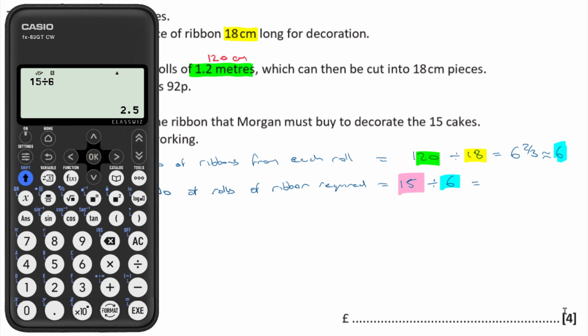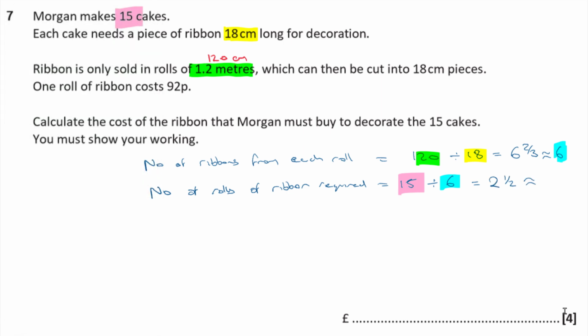Okay, now again, can't buy half a roll, so I'm going to have to buy 3 rolls, aren't I? Okay, so I can't buy half a roll from the shop, so I'm going to have to round up again and get 3 rolls of ribbon. So I know that 1 roll of ribbon costs 92p, and I know now that I require 3 rolls.